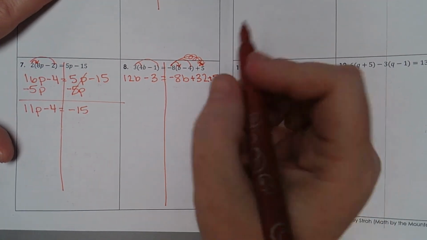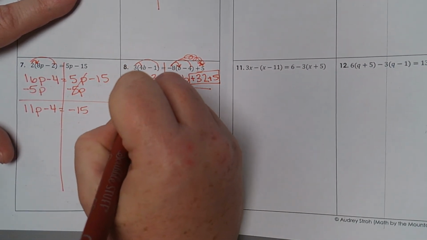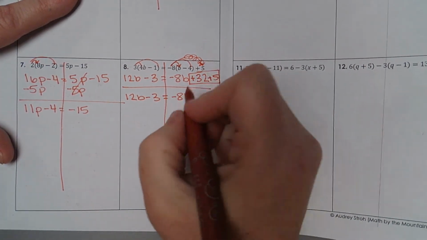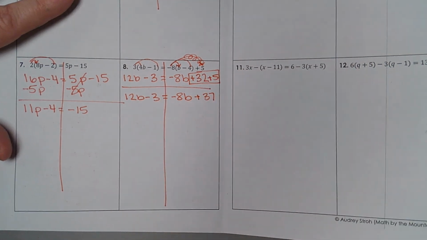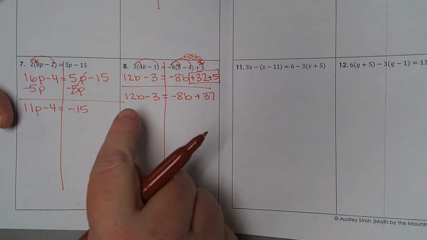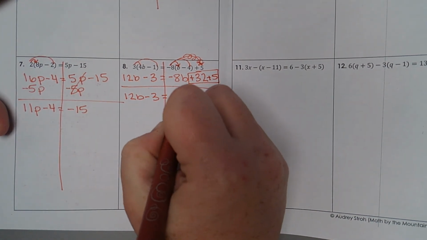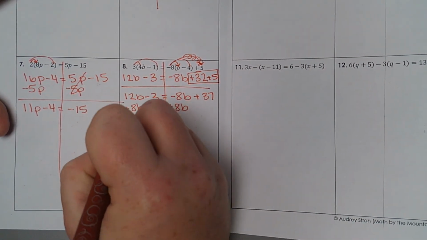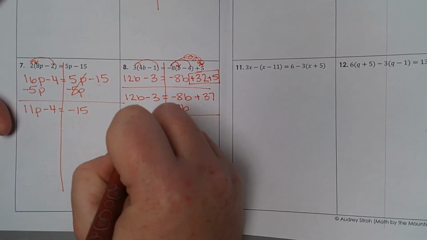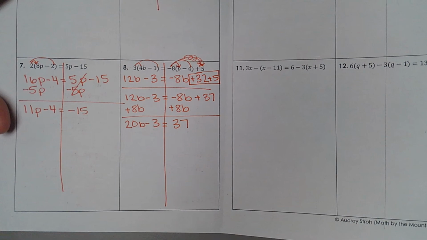I have some terms I can combine. So I'm going to rewrite my equation. 12b minus 3 equals 8b, and then 32 plus 5 is 37. Next step, number 3, is to move the variables to one side by doing the opposite of the smallest one. So my smallest is negative 8, so the opposite of that is positive 8. So I'm going to add 8b to both sides. 12 plus 8 is 20b, so then I have 20b minus 3 equals 37.